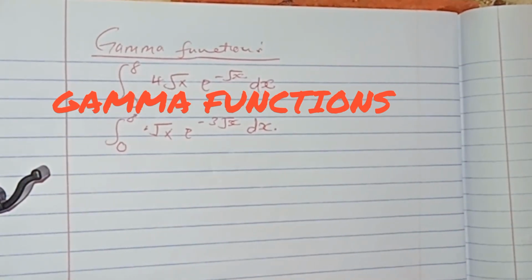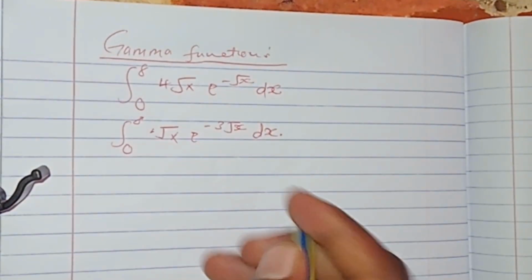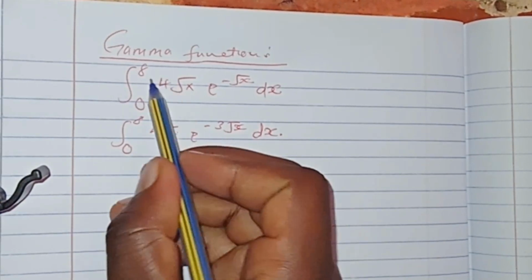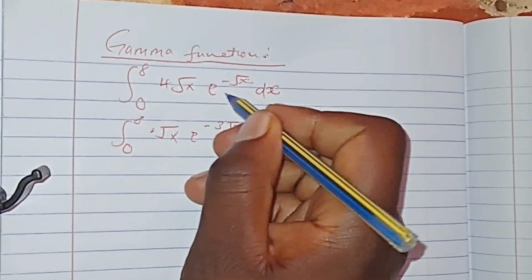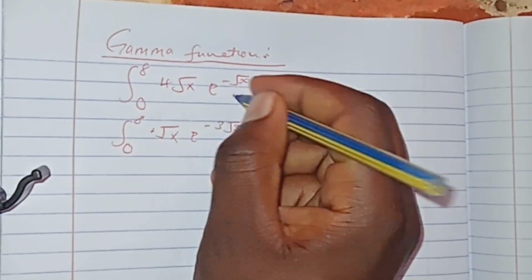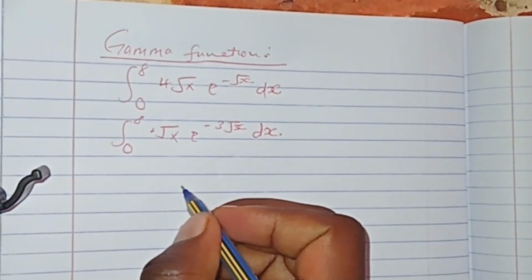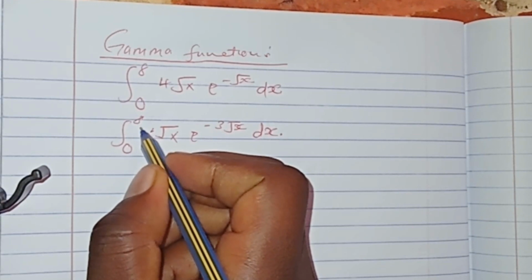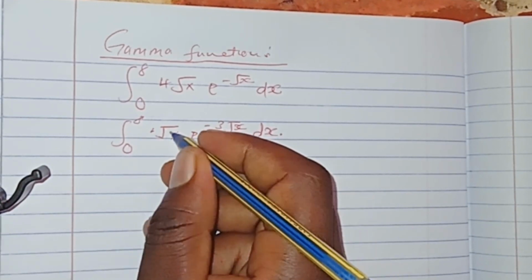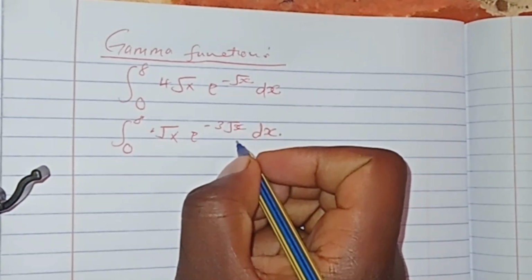In this video, we are going to evaluate some integrals using gamma functions. So, our question 1: the integral from infinity to 0 of the fourth root of x times e raised to the power negative root x dx. Question 2: the integral from infinity to 0 of root x times e raised to the power negative cube root of x dx.